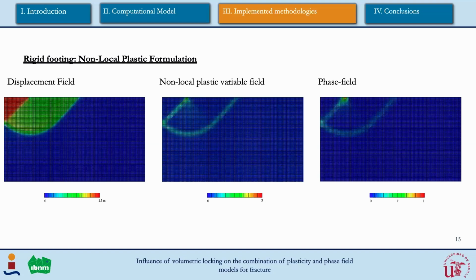And also we can control with this, because in this case, as I said before, we count on two length scales. We can also set the width of the damage process zone according to the width of the plastic zone.